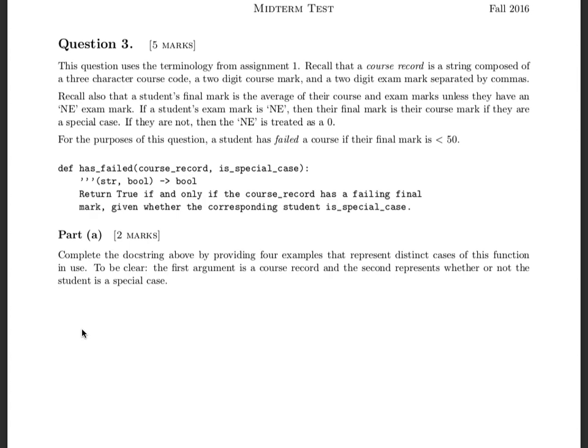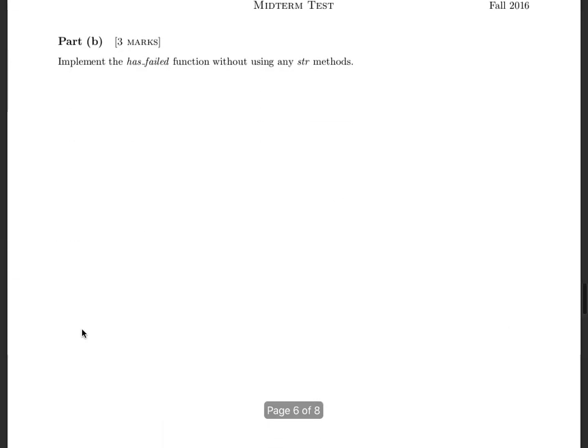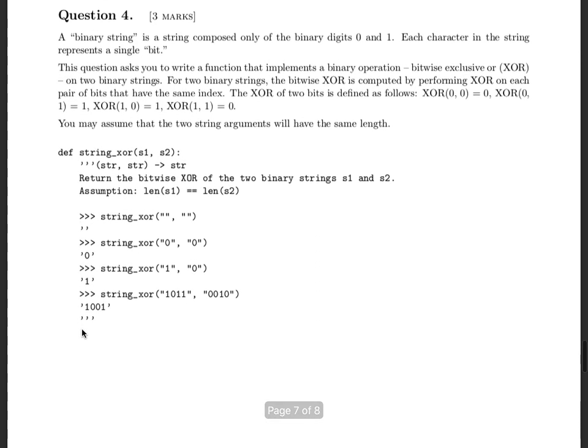So we want to create a function has_failed, which takes a string and a bool, and returns true if and only if the course record has a failing final mark. Complete the docstring above, providing 4 examples that represent distinct cases. So maybe this is a bad one because we didn't do that assignment. So let's just skip to question 4.